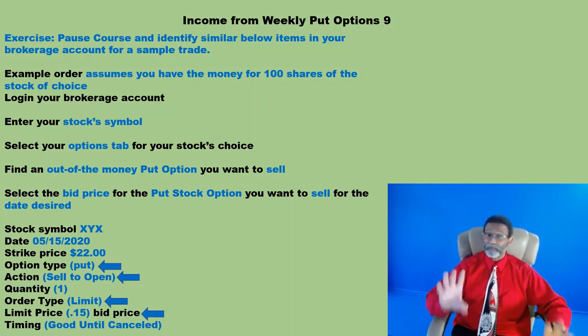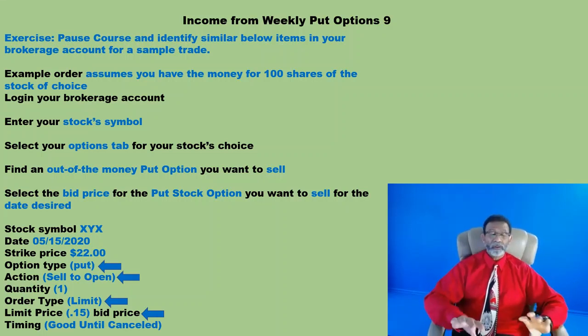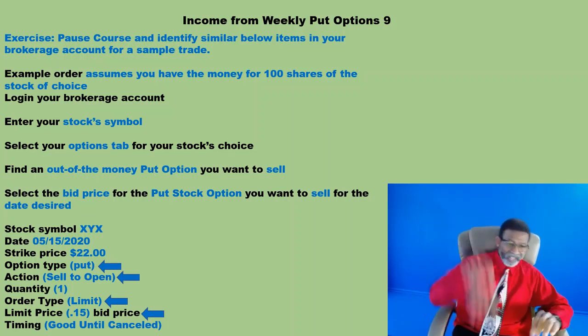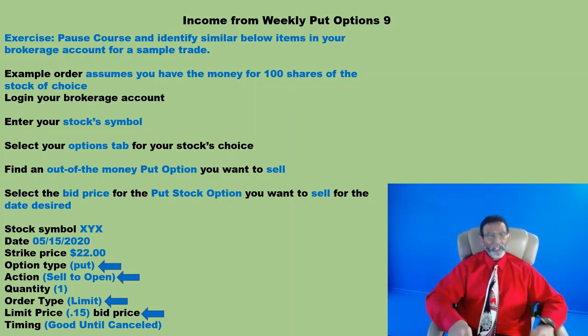Now this is an example. You don't have to really go all the way through with this, but look around. You don't have to put this configuration actually in and actually execute it, but look at what you would do if you were to execute it. So in the example, look at the example here, stock symbol XYZ. In this case, the date of the option, May the 15th, 2020 in this example.